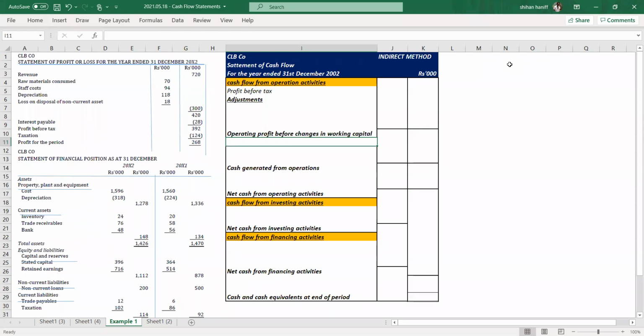Two years information, there is a doubt. So why they have given information of 2 years in statement of financial position? That is to show the increase or decrease of working capital, changes in working capital. We need to see the difference between opening and closing, whether it's increased or decreased. That is why they have given 2 years information.